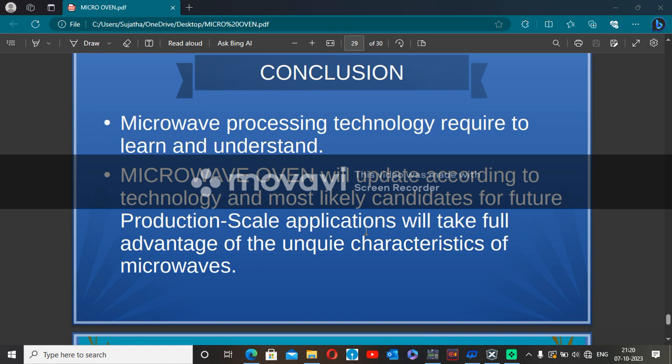Microwaves are widely employed in modern technology, including point-to-point communication lines, wireless communications, etc. Microwave technology will update according to technology, and most likely candidates for future production scale applications will take full advantage of unique characteristics of microwaves. Microwave is a kind of electromagnetic radiation. So this is my complete coverage of topics about applications, advantages and disadvantages and conclusion.